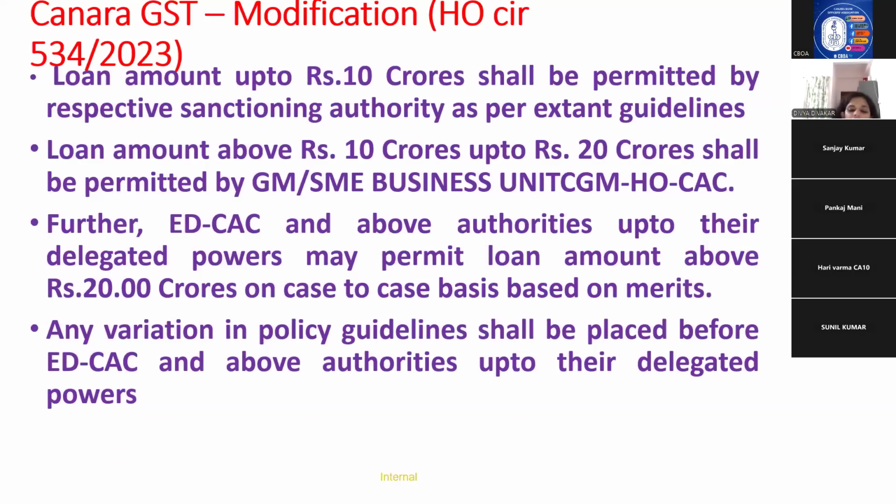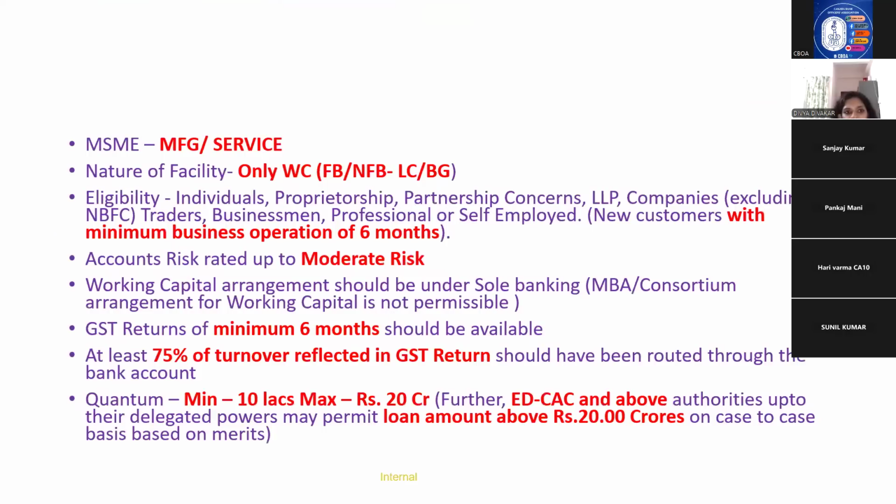Regarding Canara, we just discussed the EGST. Canara GST loan amount up to 10 crore can be permitted by the respective sanctioning authority. Beyond 10 crore, up to 20 crore shall be permitted by GM SME business unit. Beyond 20 crore, EDCAC can do it, and any variation in the policy has to be placed before the EDCAC.